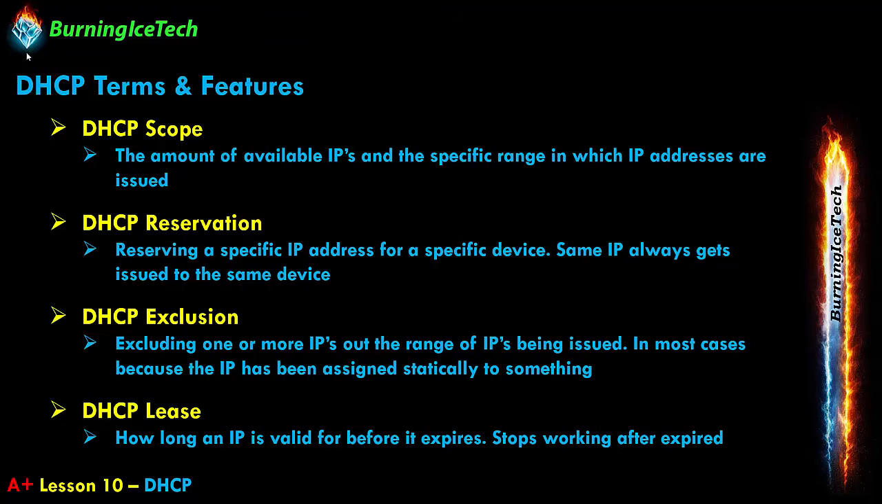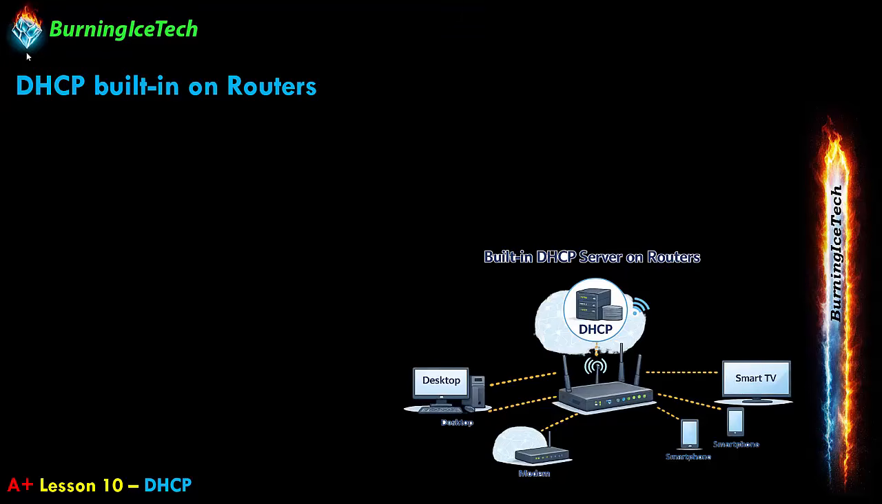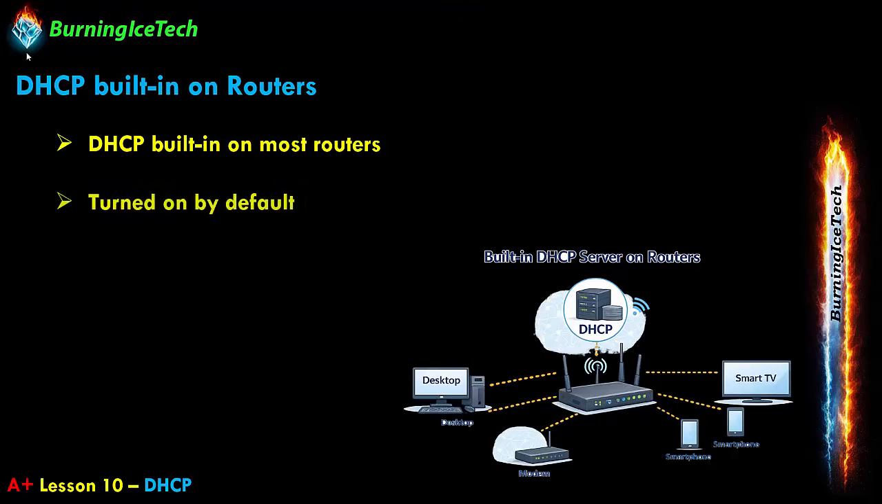Alright folks, and then getting to DHCP that is specifically built into routers. Now, as I've said, DHCP is built into most routers, if not all these days. It is usually turned on by default. So if you don't want to use this, which is normally the case in a medium-sized business or a large enterprise environment, then you'll have to go and turn it off.